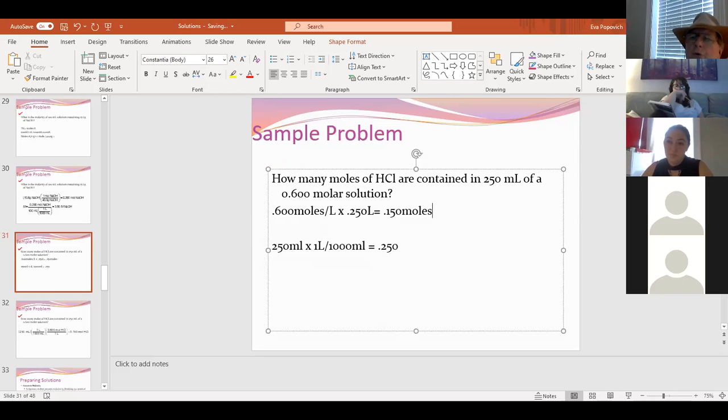Guys, you now have your third tool. I just gave you your third tool on how to create moles. If you have the concentration in molarity and you know the volume of your solution, you can multiply the two of them together to get moles. Any questions on this? Does anybody need me to make up a new problem?